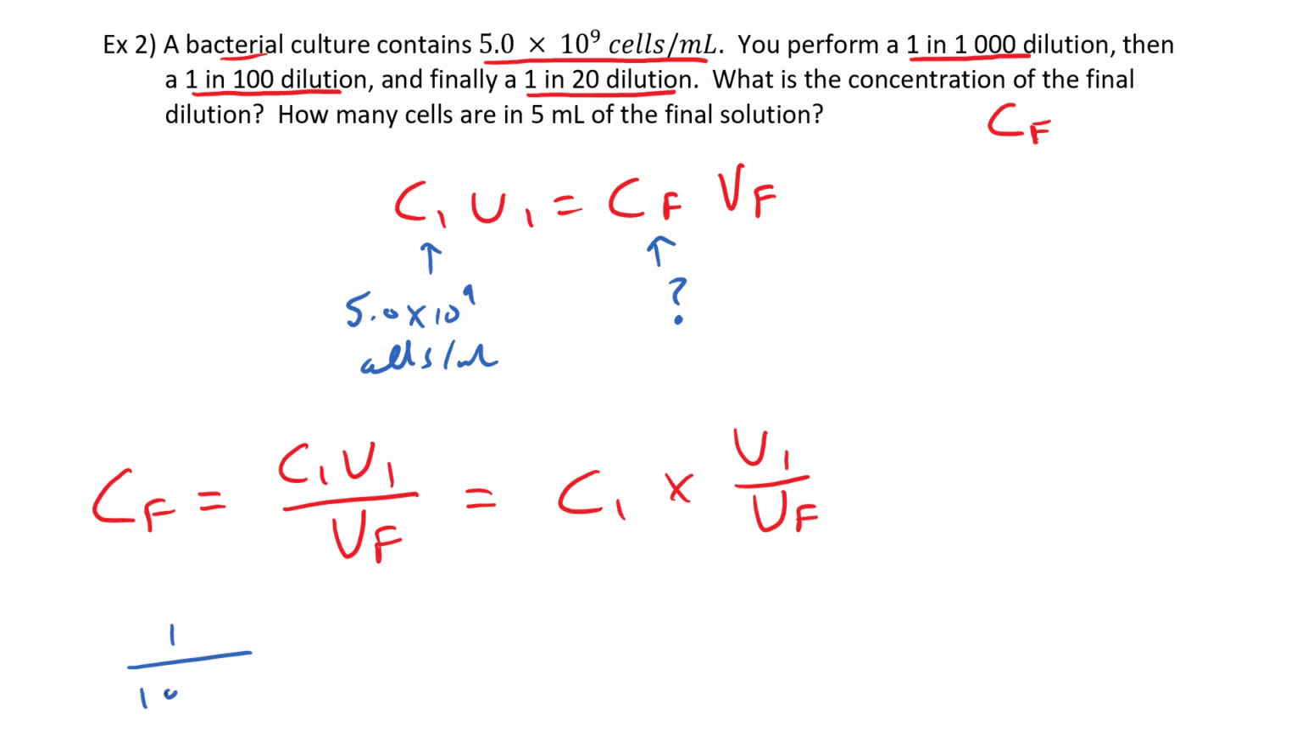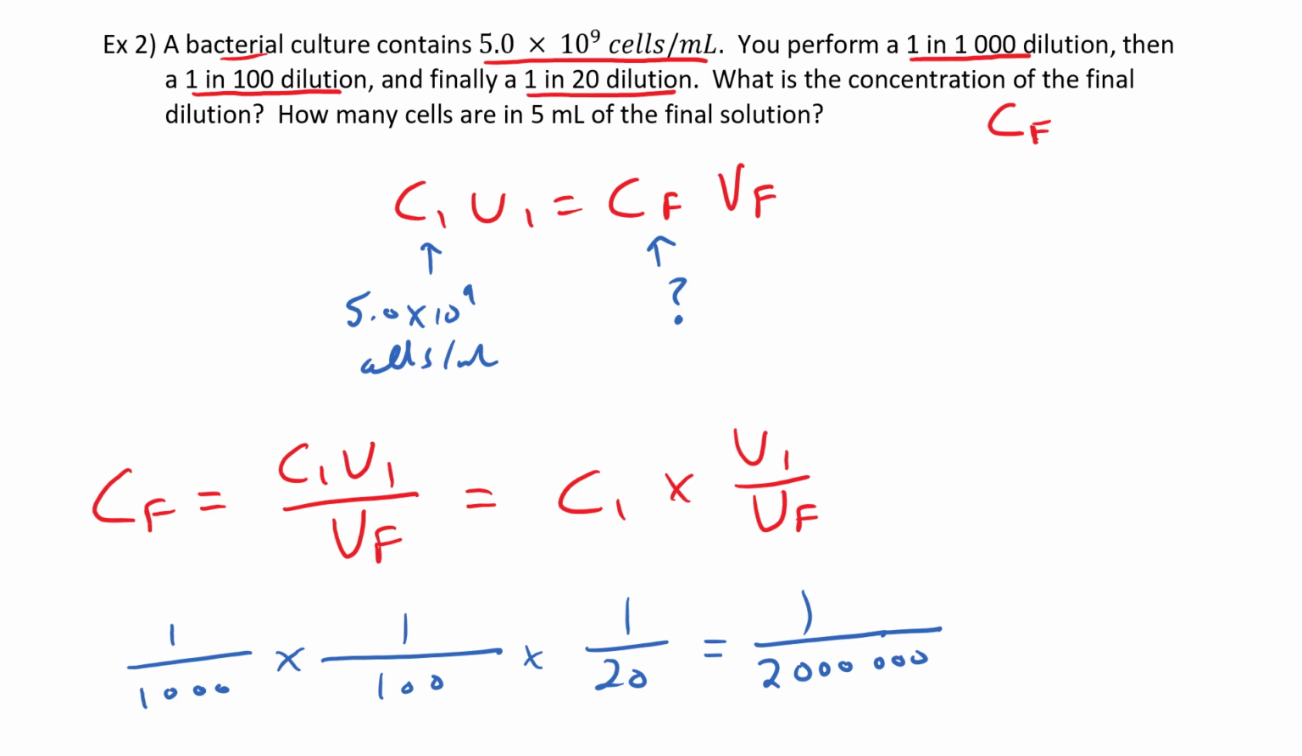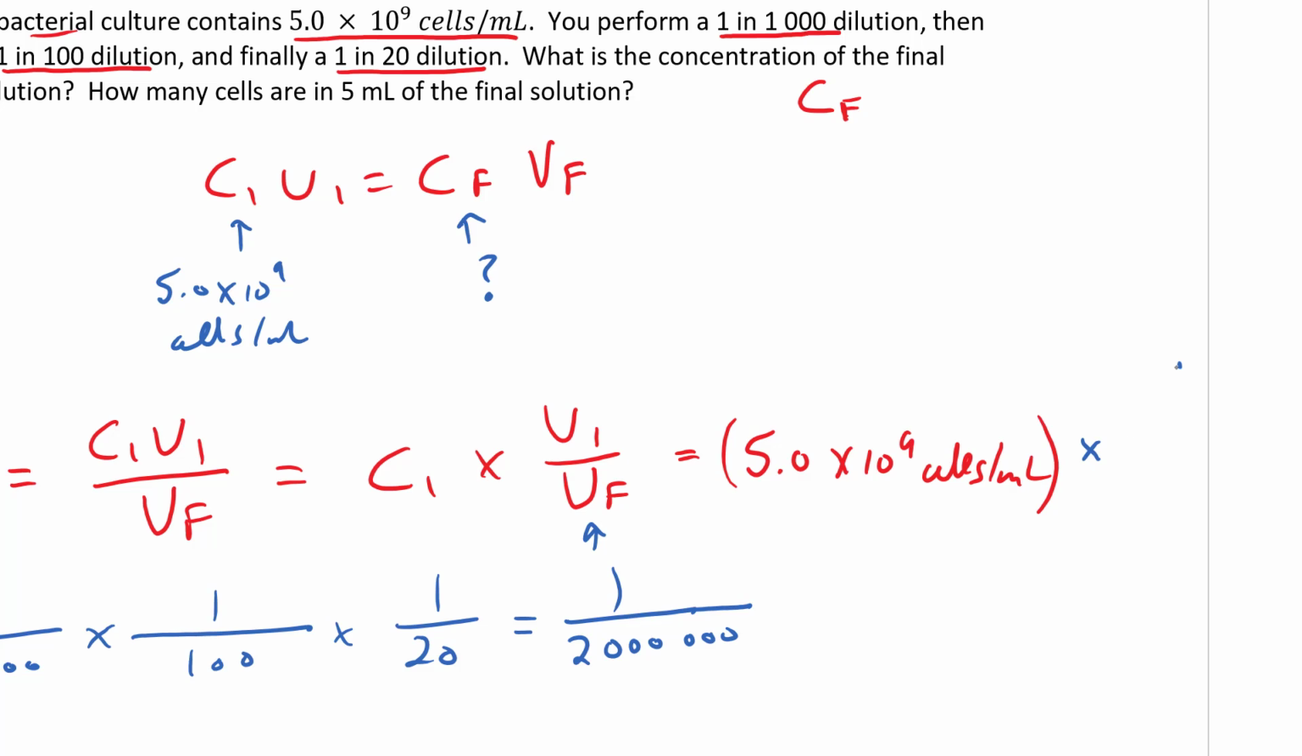I start with a 1 in 1,000 dilution. I then perform a 1 in 100 dilution. I then perform a 1 in 20 dilution. This will be a 1 in 2 million dilution. This is my dilution ratio. I can use that here. Let's sub in and solve. So my initial concentration, multiply by my dilution ratio, and this will give me my final concentration.